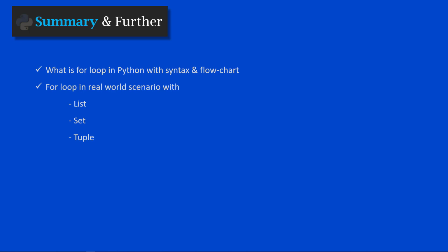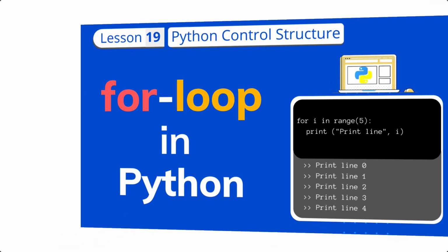Alright, I hope you understand. This was really a long video, and I hope after watching this video you have understood what a for loop is in Python, the syntax, and how you can use a for loop with list, set, tuple, string and dictionary, as well as how you can use an if-else statement inside a for loop.